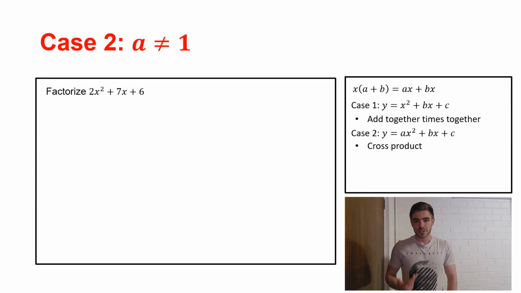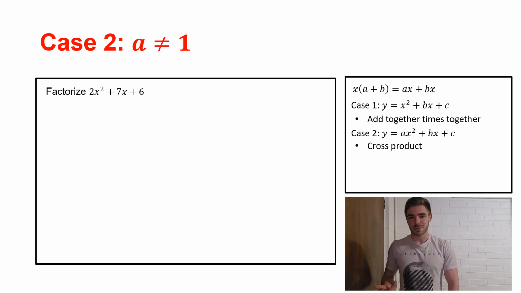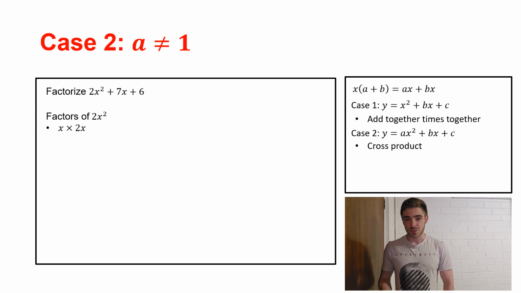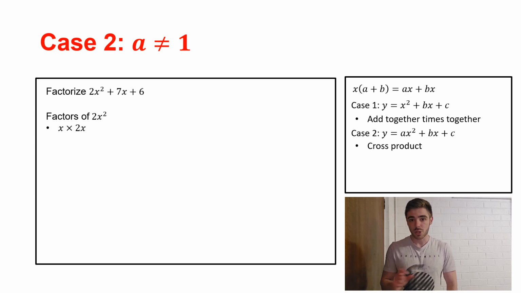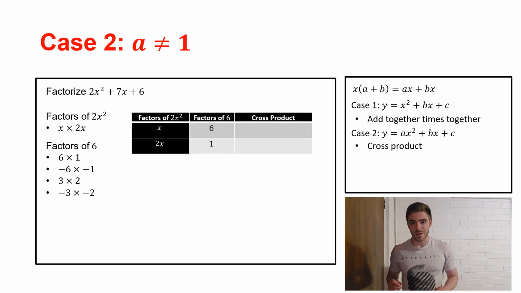In the case where your leading coefficient is anything other than 1, we have to use a cross-product approach. Here's how it works. First, we're going to come up with two terms that multiply together to give the ax squared term, which in this case is 2x squared. You only need to test integer coefficients of x, so this list in particular will only have one result. Next, we do the exact same thing, but with the c term, which in this case is 6. Now that we have our list of factors, we're going to arrange them in a cross-product format.